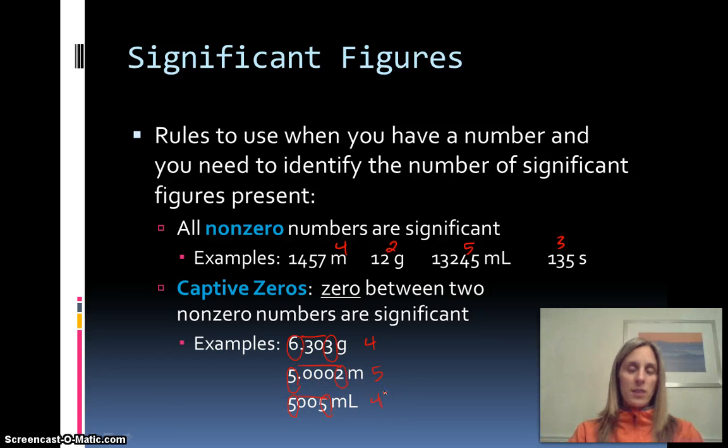So we'd have 4 sig figs there. So rule 1, all non-zero numbers are significant. Rule 2, if you have zeros sandwiched in between two non-zero numbers, they are significant.